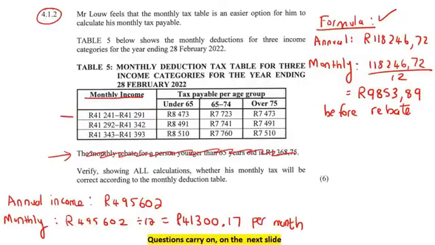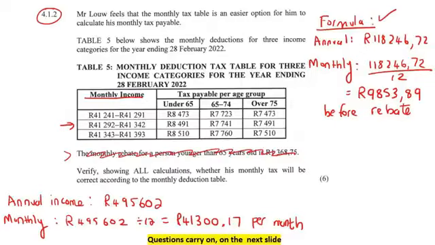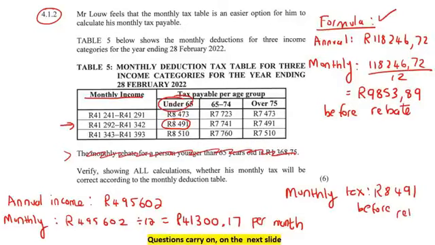So where would that put you? Would that put us into this row, or this row? Well, 41,300 is somewhere between these two numbers. So we're definitely over here. Now, if we look at the previous slide, we know that Mr. Lowe is 53 years old. Okay, so it's definitely under 65. So what would the monthly tax be? 8491. So monthly tax would be 8491, and that's also before any rebate.